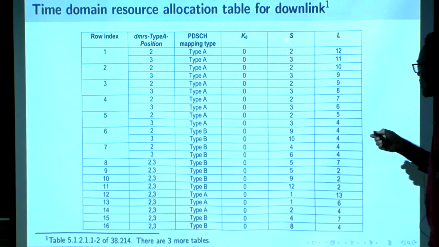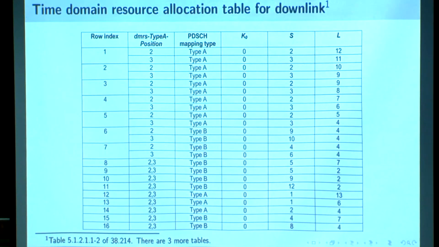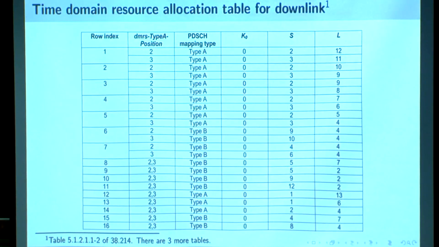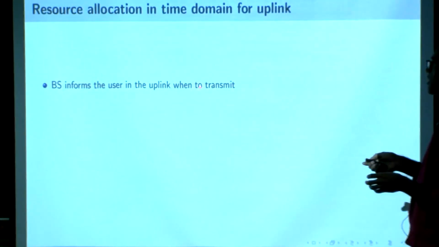You will see that data is never beginning at S equal to 0. Why? Because most of the time that symbol is occupied by DCIs. It begins at 1 or 2, but mostly not from 0, since the DCI also needs to be sent. One of these will be indicated using those 4 bits. That is the time domain allocation. Same thing, the BS informs the user in the uplink when to transmit.